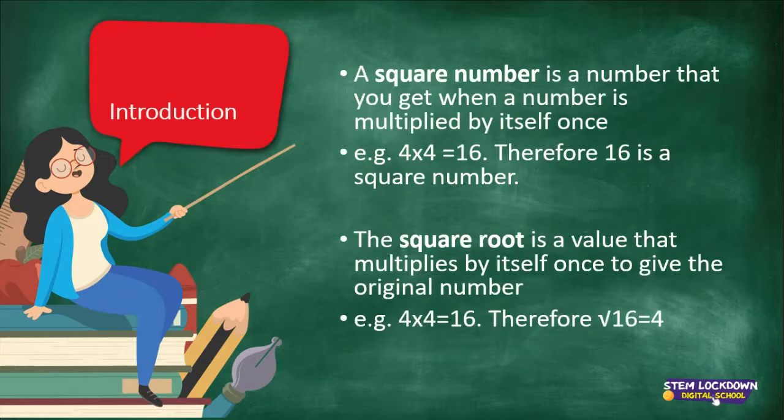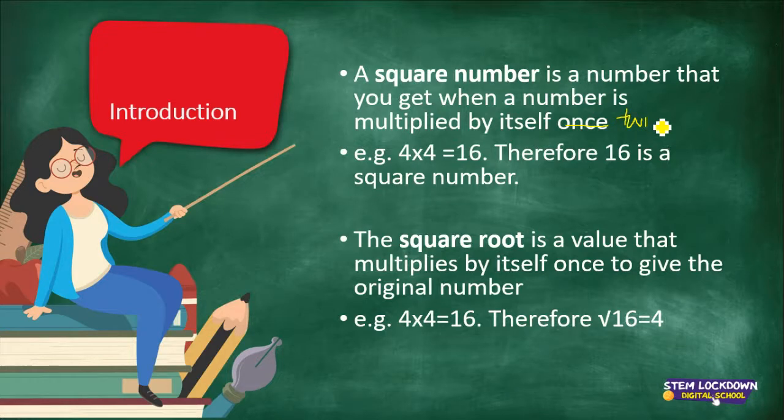So next, a square. A square is a number that you get when you multiply this number by itself twice. So this is twice.